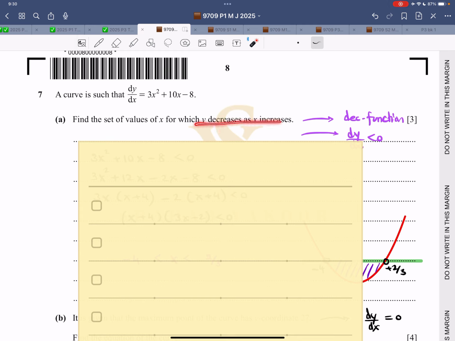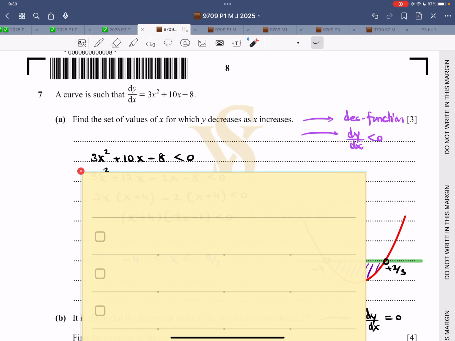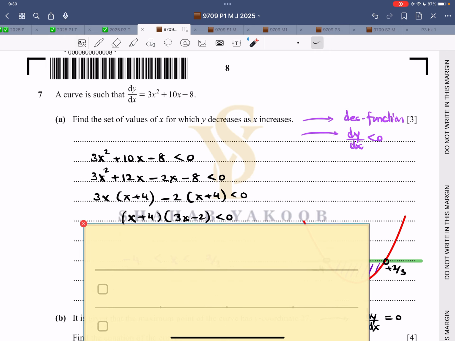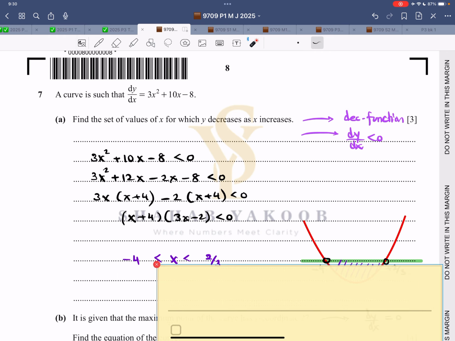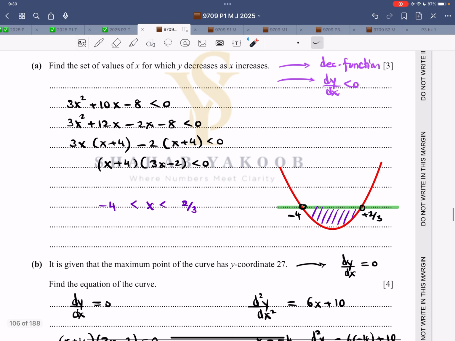That means this is the phrase that defines a decreasing function. That means the derivative is less than 0. So now you already have dy by dx, make it less than 0, middle term factorization, and then what is necessary for solving a quadratic inequality. So remember, for a quadratic inequality, drawing a sketch is a must.